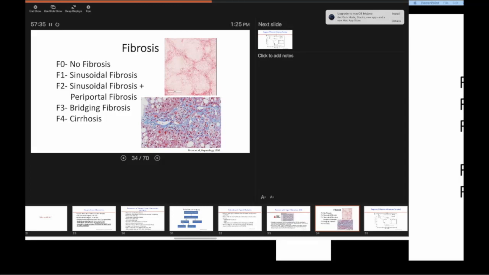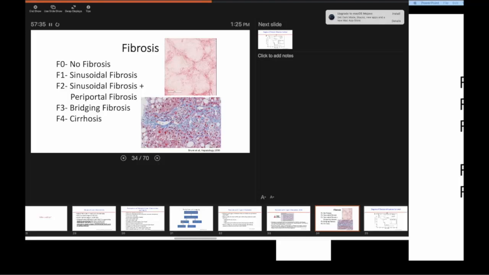And it's F0 to F4. So F0 is no fibrosis. F1 is the sinusoidal fibrosis, okay? So I want especially our fellows to pay attention here. This blue is what's staining all the collagen and the fibrosis. So you can see it's like this chicken wire pattern, and it's around the actual hepatocytes. That's what we're talking about. So you hear pericellular or sinusoidal fibrosis, they're the same. Okay, that's what we're talking about.